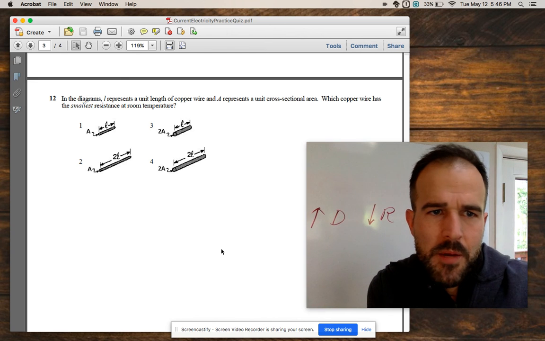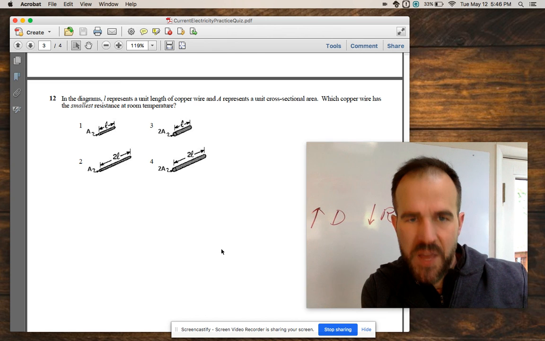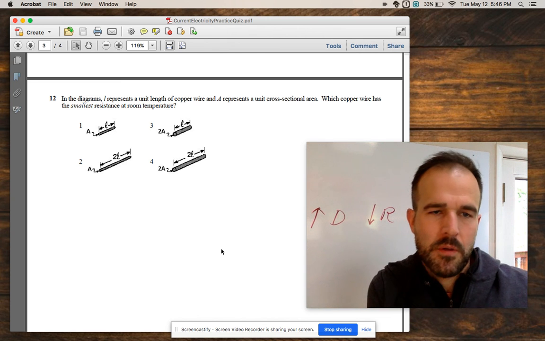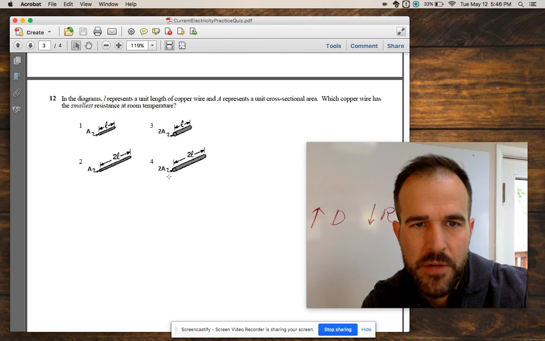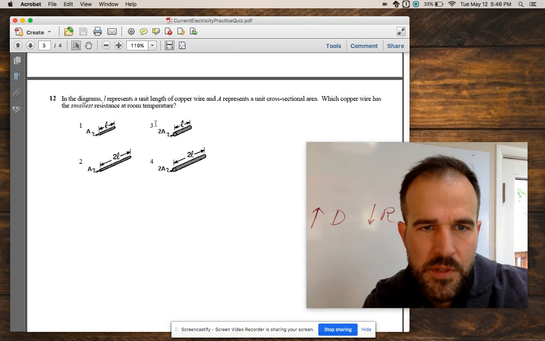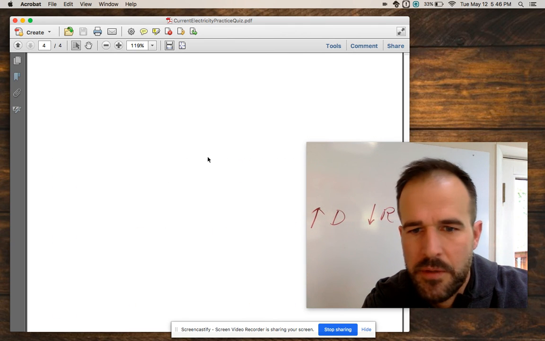And one last resistance question here. Which copper wire has the smallest resistance? So we're looking for a fat, short wire. So looking at the options here, fat would be twice the cross-sectional area. So we're looking for one of these choices, and then the shorter one is going to have less resistance. So 12 must be 3. Let me double check. It is.